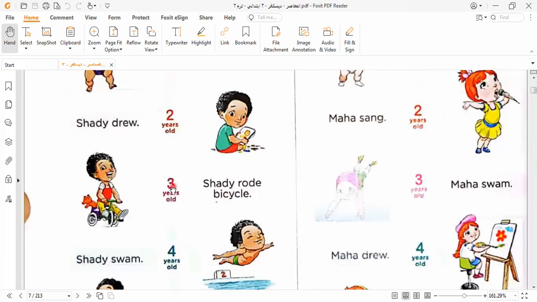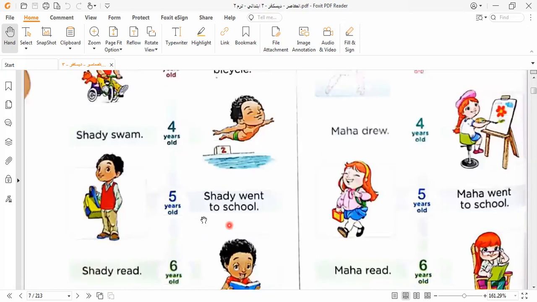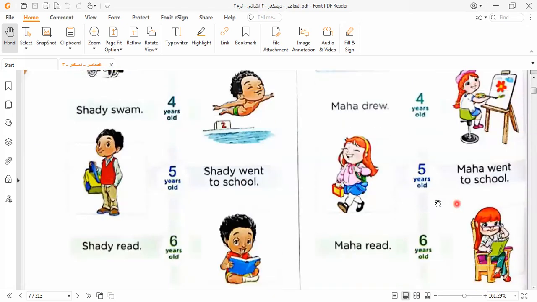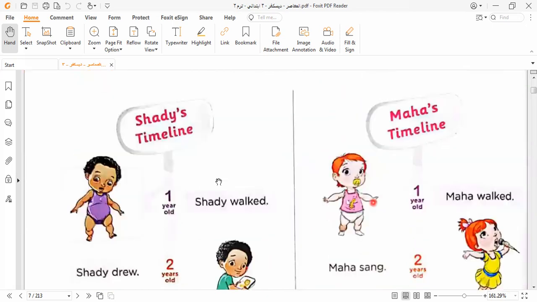Shady rode a bicycle at 3 years. Maha swam at 3 years. Shady swam at 4 years. Maha drove at 4 years. At 5 years, Shady went to school and Maha learned to go to school. So we have similar events here between Shady and Maha.